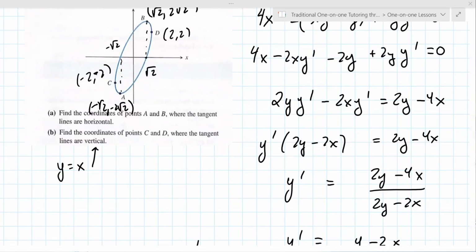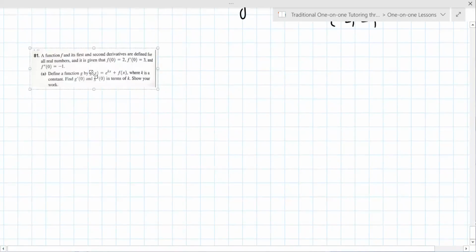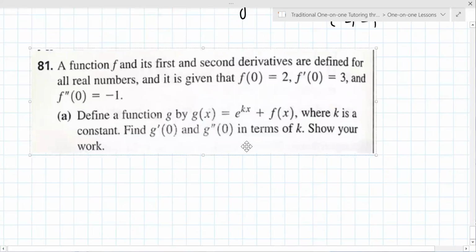That's the last one on the list. This one's got a lot going on, as usual. More symbolic questions. Those are a little bit tougher. Okay, function f and its first derivative defined for all real numbers. That's given that f of 0 equals 2, f prime of 0 equals 3, and f double prime of 0 equals -1. Define a function g by g of x equals e to the kx plus f of x, where k is a constant. Find g prime of 0 and g double prime of 0.